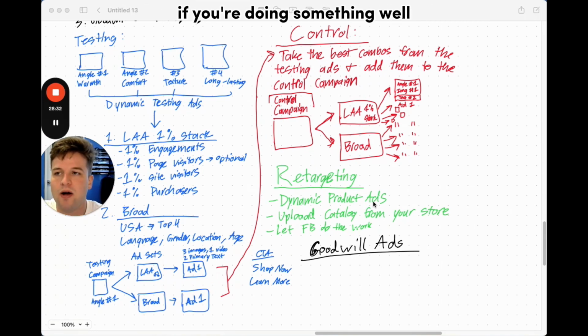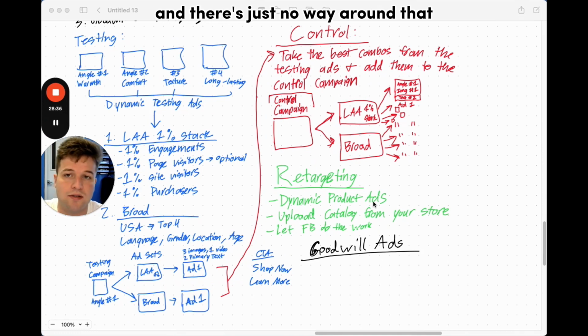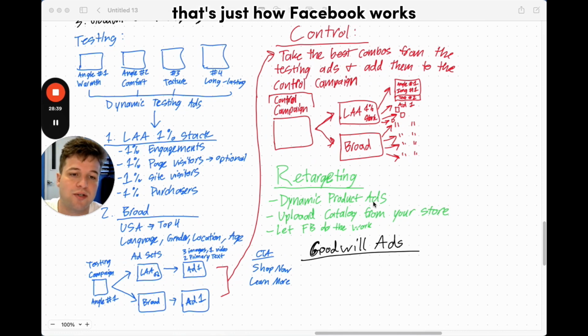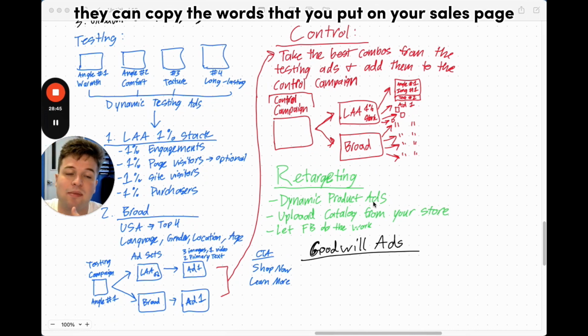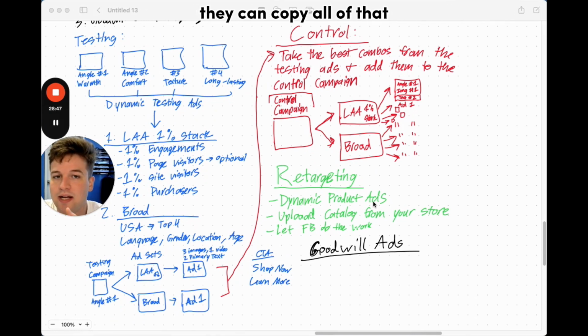If you're doing something well and you're running a lot and people see it, people are going to copy you. And there's just no way around that. Unfortunately, that's just how Facebook works. They can copy the images that you have, they can copy your style, they can copy the words that you put on your sales page, they can copy all of that.